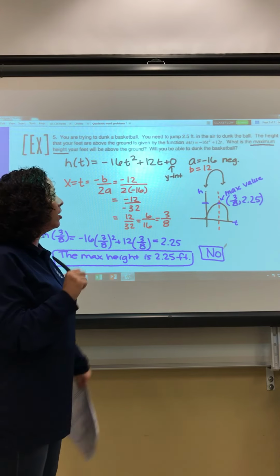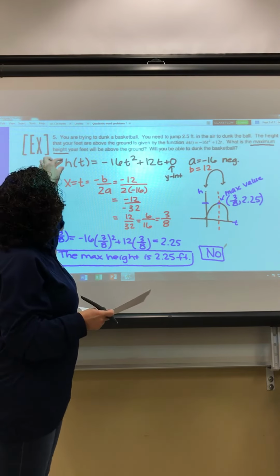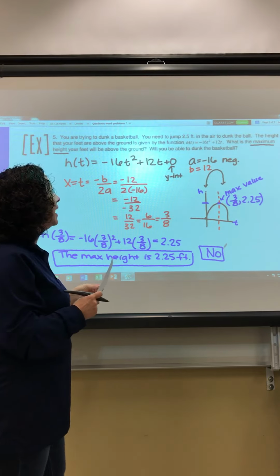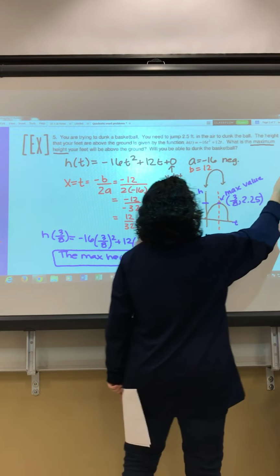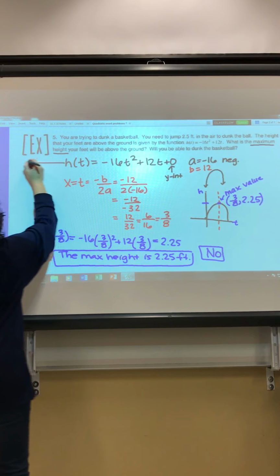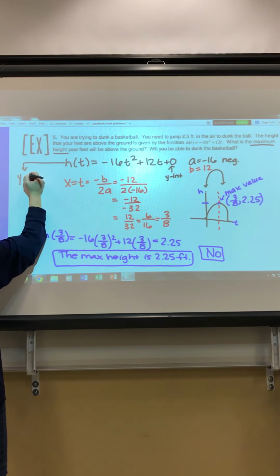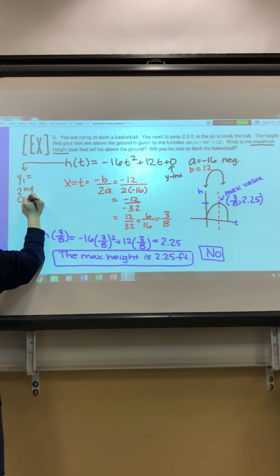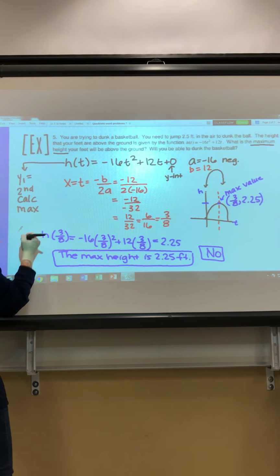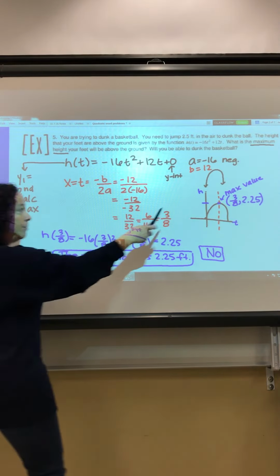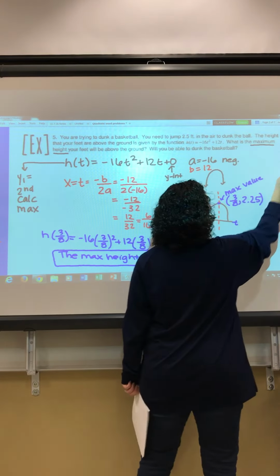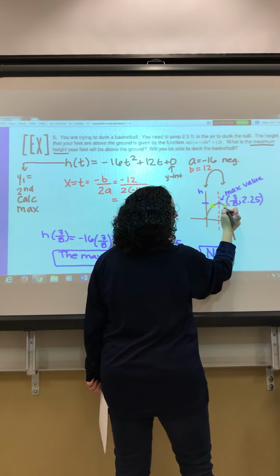Another way you can do this is on the calculator entirely. So this black equation right here, you type that black equation into y1. So you would put this into y1, this is the calculator way. Then you would hit second calc, and you would go to maximum because we need to find the maximum. Then you would scroll Blinky Man to the left of that high point. So Blinky Man might be like right here, and then right here.